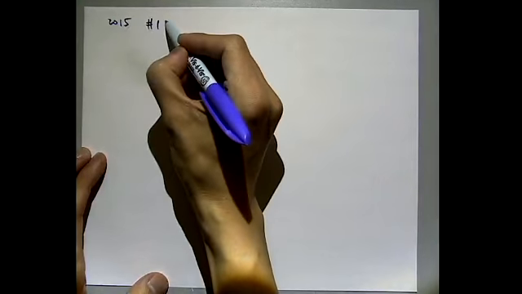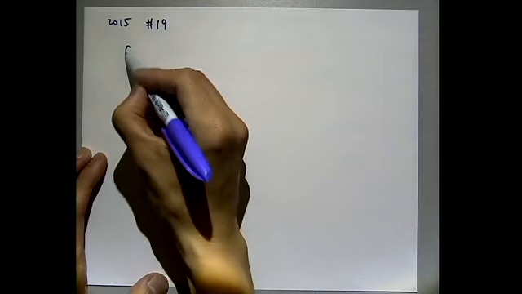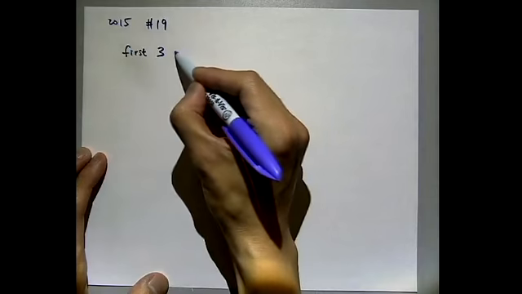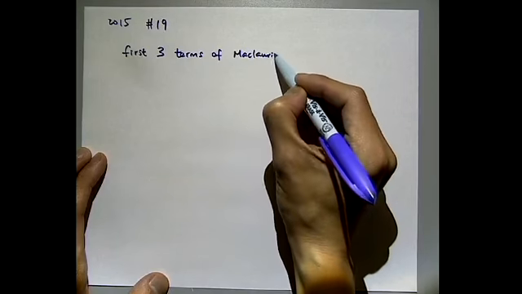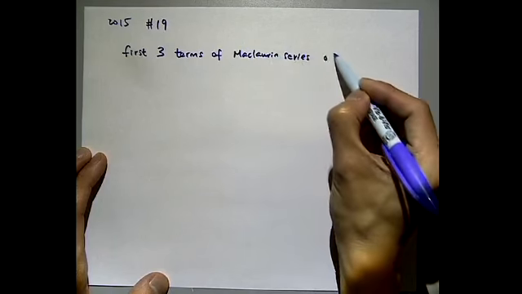Did we do number 19 from spring? That's a series expansion one. Why don't we do number 19 and then number 16? 19 is the series expansion. So, we want the first 3 terms of the Maclaurin series of that.